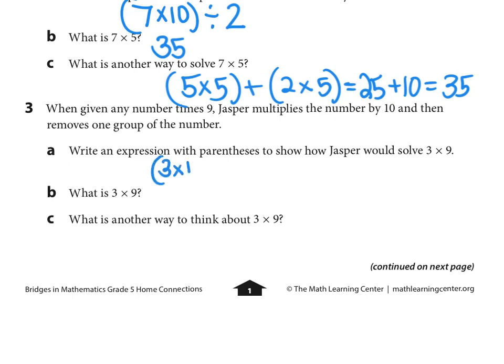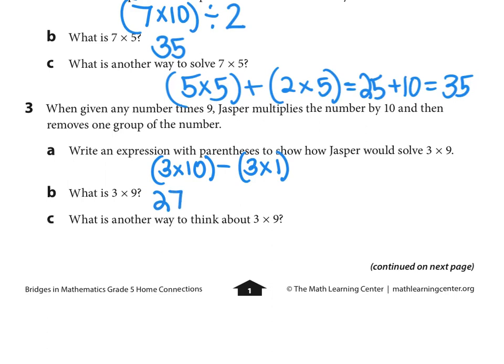3 times 10, and then taking away a group of 3. So you could just subtract 3, or you could actually write down 3 times 1 because we're showing that that's one group of 3. So what is 3 times 9? Well, I know this is 30, and 30 minus 3 is 27.